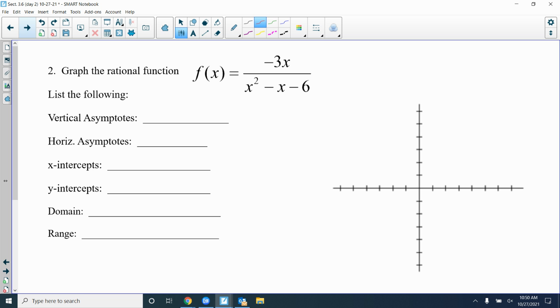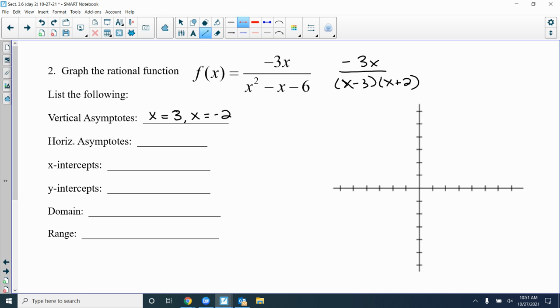All right, so let's take a look at what you got. All right, you factor. And we get negative 3x, and then we get x minus 3 times x plus 2. So vertical asymptotes would be x equals positive 3, and then x equals negative 2. I'm going to go ahead and draw those in there.